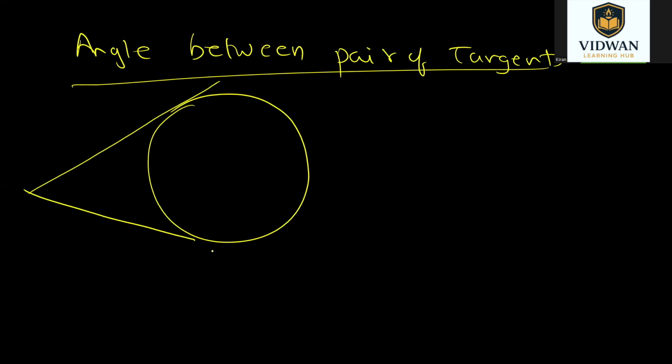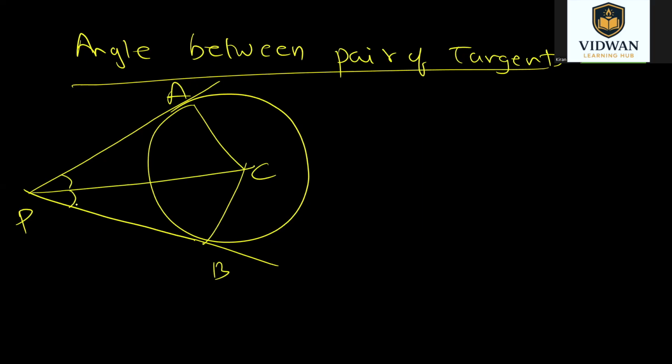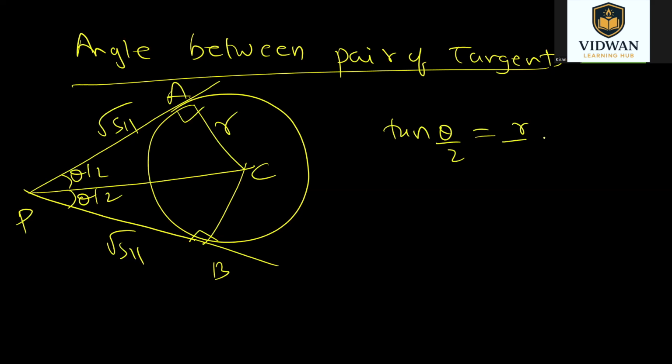So same diagram we have drawn earlier, I'm just repeating. If you want to find the angle between the pair of tangents, PA and PB, join these two. If the total angle is theta, they will be congruent triangles, so each of these will be theta by 2. So if theta is the angle between tangents, these two angles are equal, each is half of that. And this is radius. This one we just found, root S11, or this also is root S11. So clearly from triangle CAP, tan theta by 2 equals opposite by adjacent. Opposite side would be r, adjacent side is root S11.